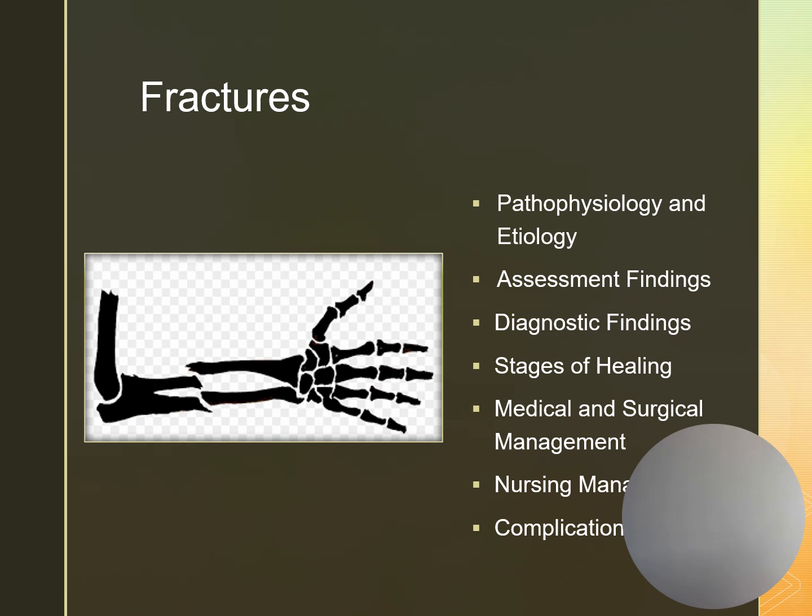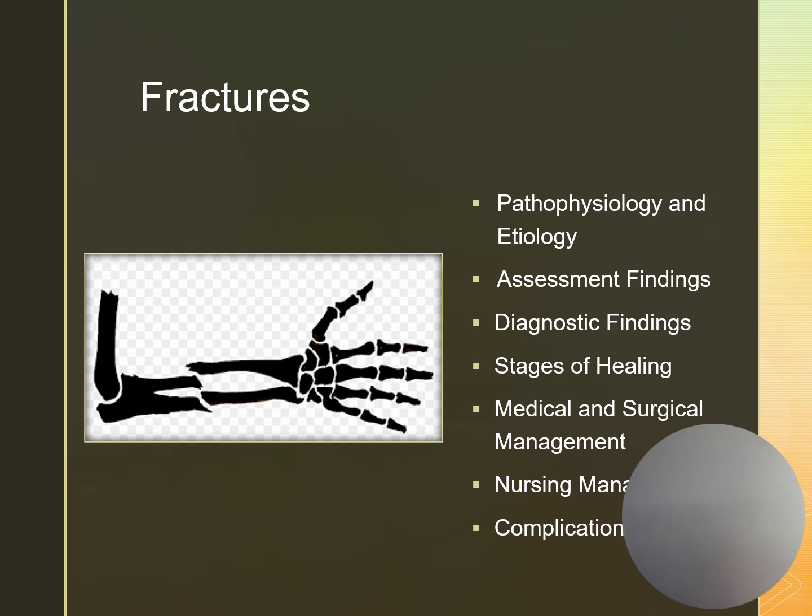Fractures. This is a break in the continuity of a bone, and it can also affect surrounding tissues or organs. We have a sudden direct or indirect force that causes that bone to break, or there may be bone weakness. Older adults are going to be more prone to fractures due to increased bone resorption and decreased bone formation.